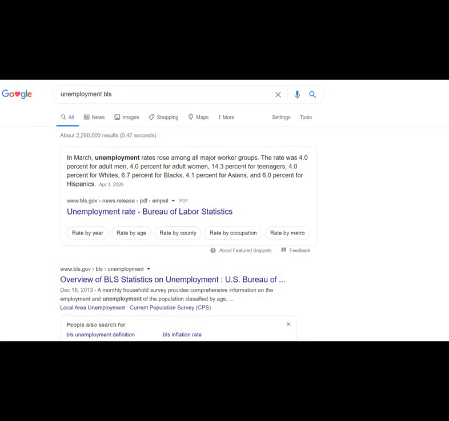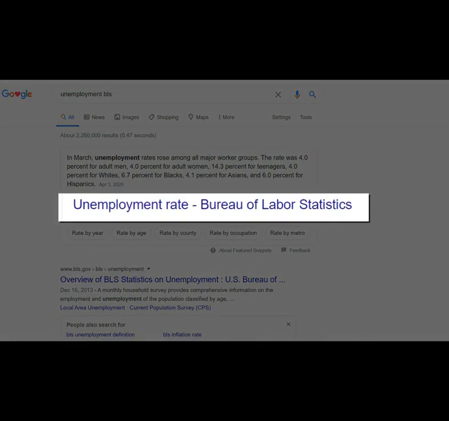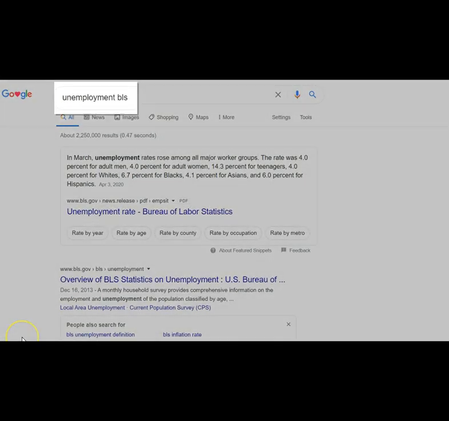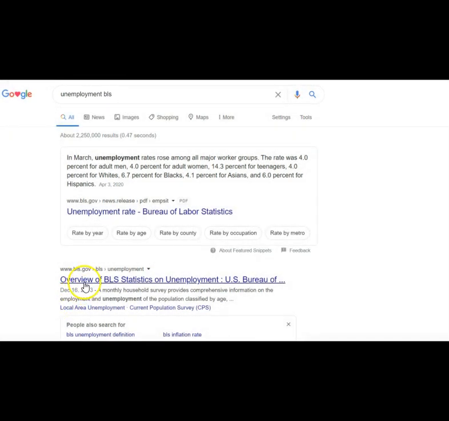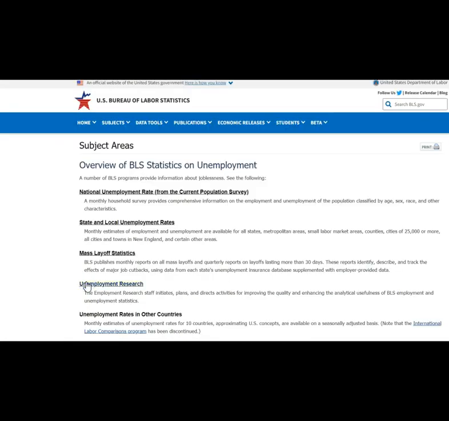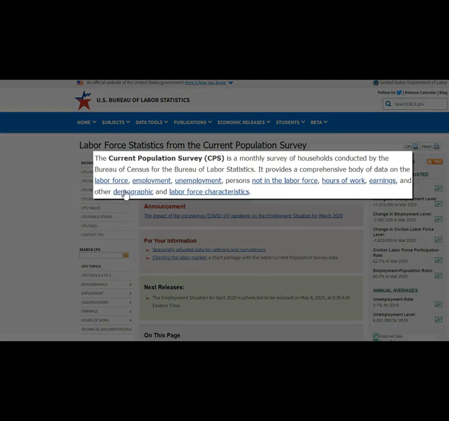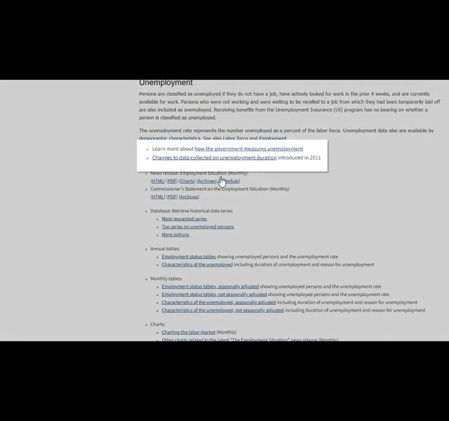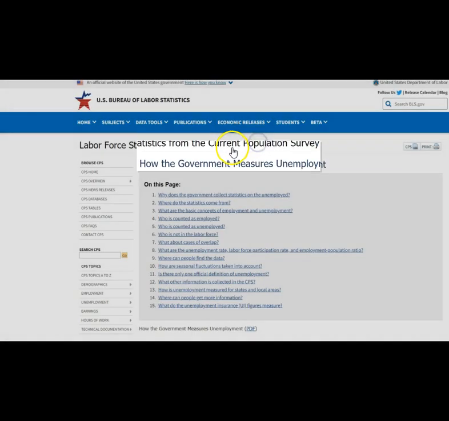Most of the unemployment numbers that you'll find in the media or in memes come from the Bureau of Labor Statistics. And if you want to find this information I'm about to cover on your own, I'll show you how to get there because it's a little bit convoluted. So type in unemployment BLS into your search engine and then go to the second entry here, overview of BLS statistics on unemployment. Should bring you here. Click on national unemployment rate. Brings you to this page where you click on unemployment and then how the government measures unemployment.